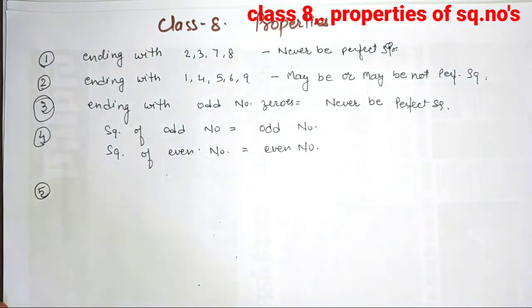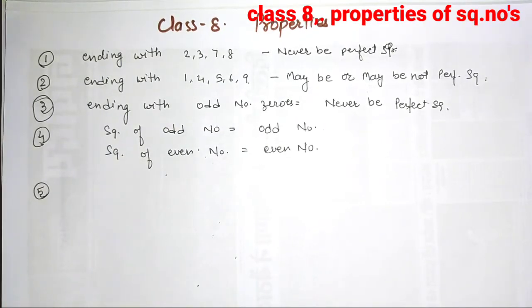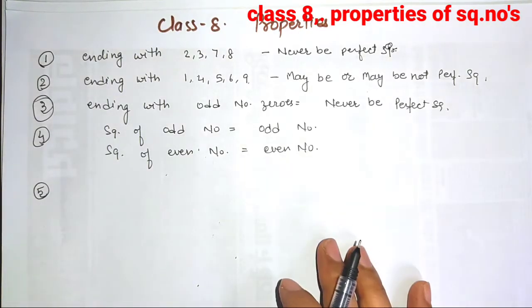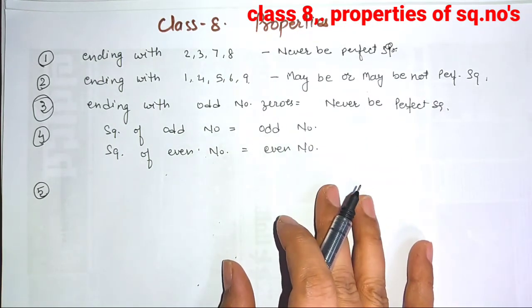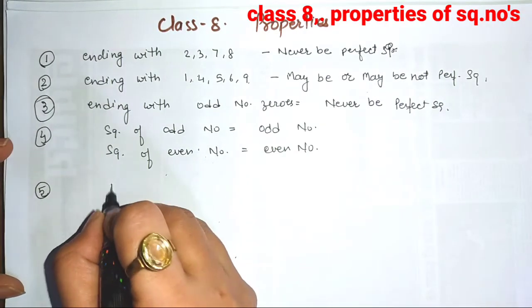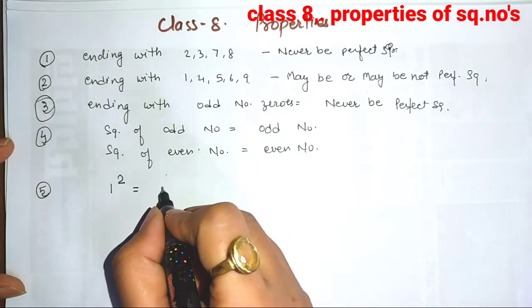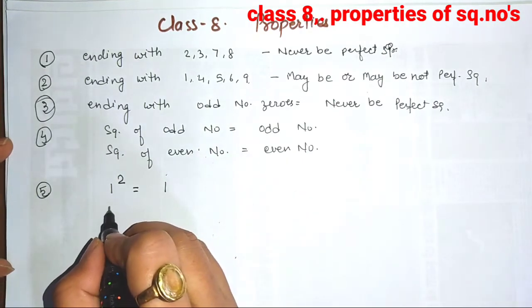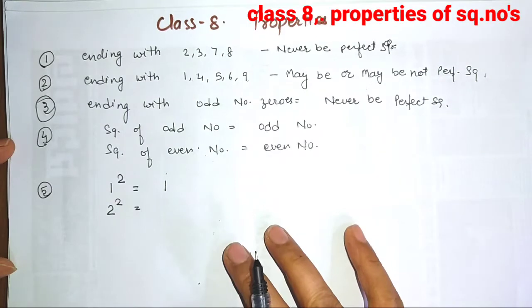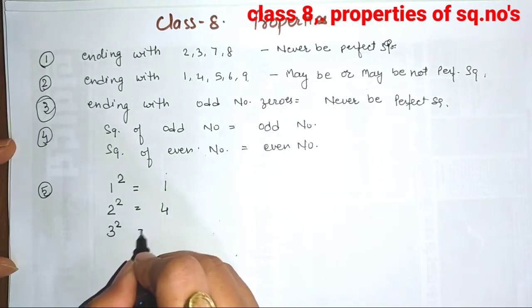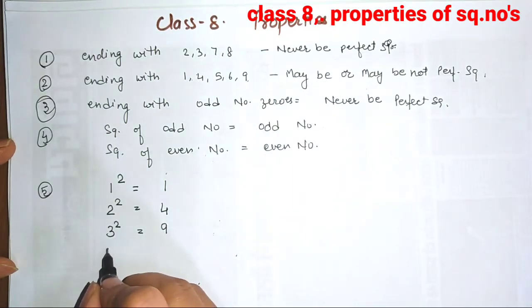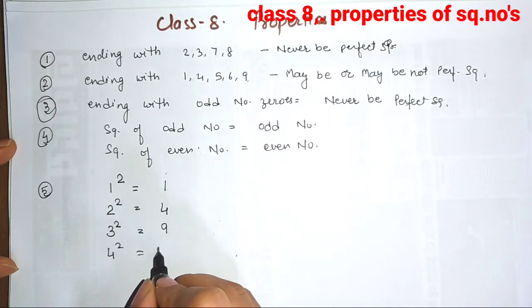Now the next property is about when we square any number, what will be its ending digit. Let's see: when we square the number 1, what do we get? I get 1. When we square 2, I get the square number 4. These are the perfect squares. When we square 3, I get 9. When I square the number 4, I get 16.